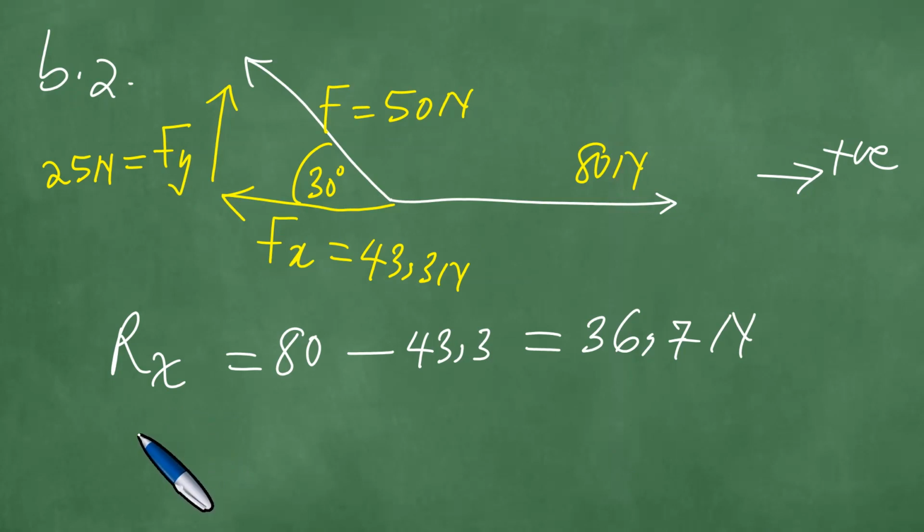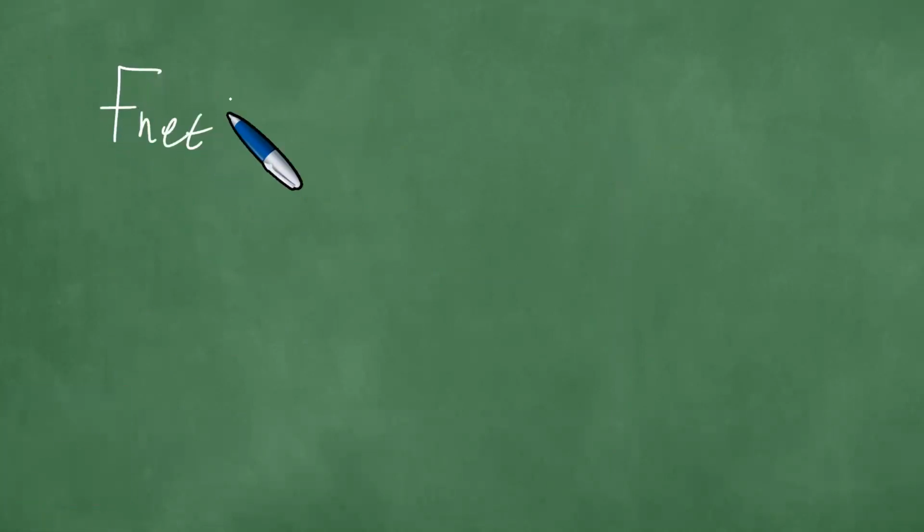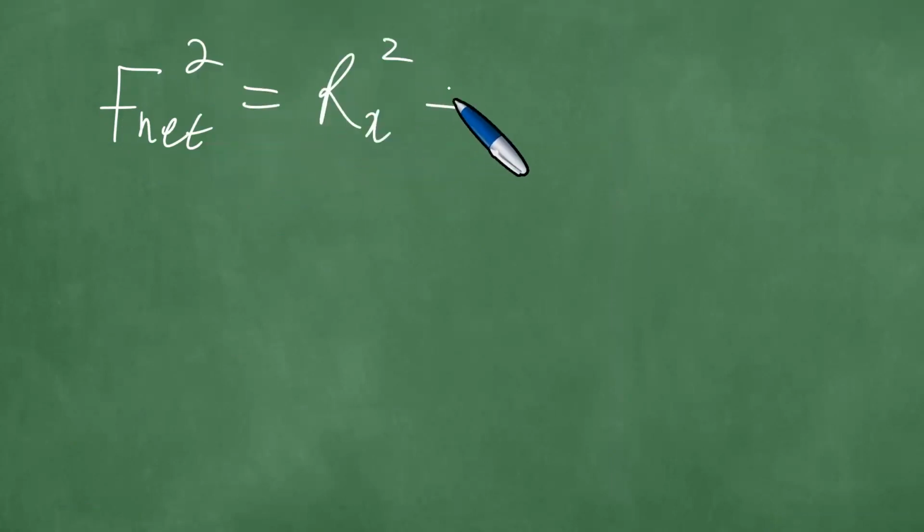And then now we want to find the net force. What is the net force at this point? F net. To find the net force, we can analyze these and say F net squared is Rx squared plus Fy squared.